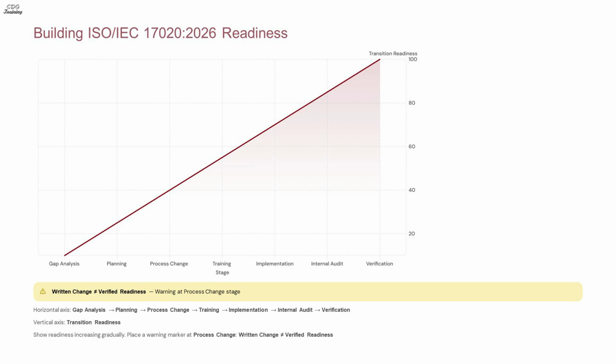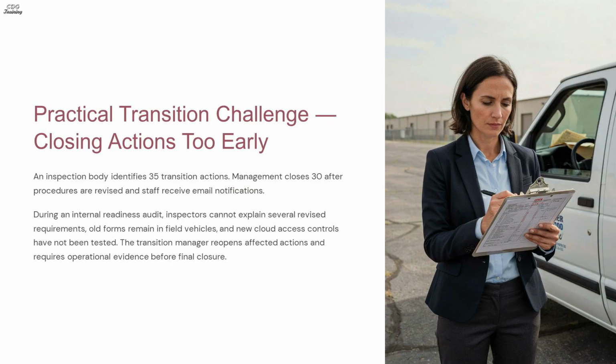An inspection body identifies 35 transition actions. Management closes 30 after procedures are revised and staff receive email notifications. During an internal readiness audit, inspectors cannot explain several revised requirements, old forms remain in field vehicles, and new cloud access controls have not been tested. The transition manager reopens affected actions and requires operational evidence before final closure.